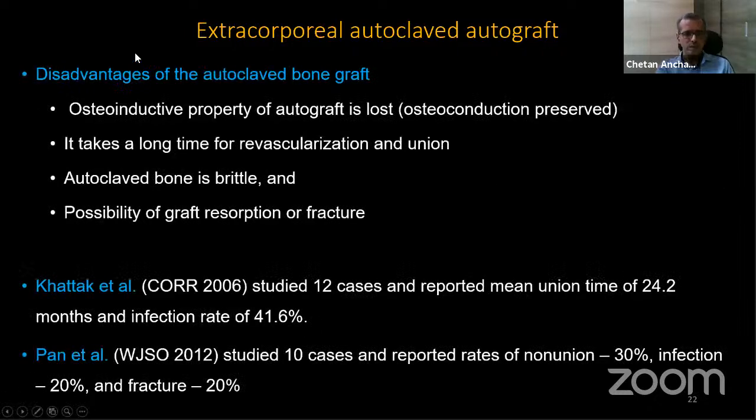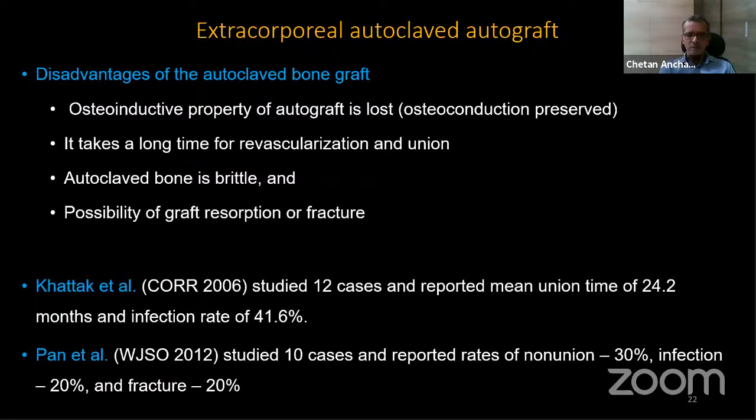However, this autoclaved bone graft has a lot of disadvantages. One is that the osteoinductive property of the autograft is lost. Only the osteoconduction is preserved. It takes a long time for this dead bone to revascularize and unite. The autoclaved bone is brittle, so it is structurally weak. And there has been a significant number of cases where there was graft resorption or fracture of the graft.